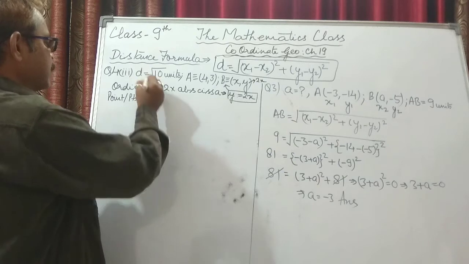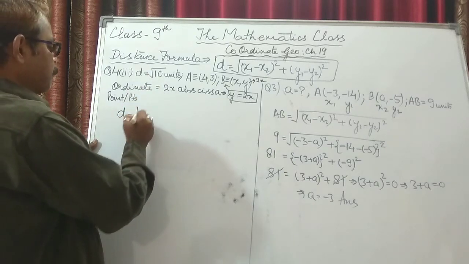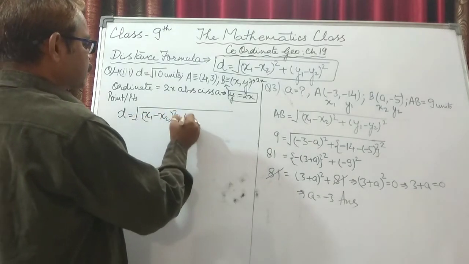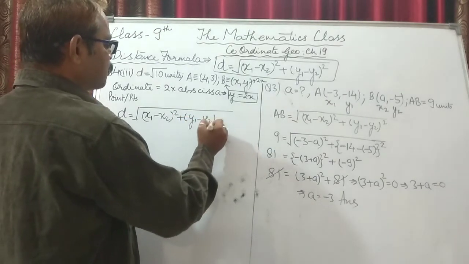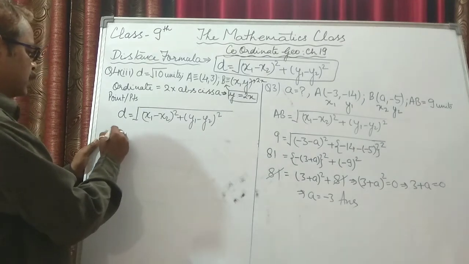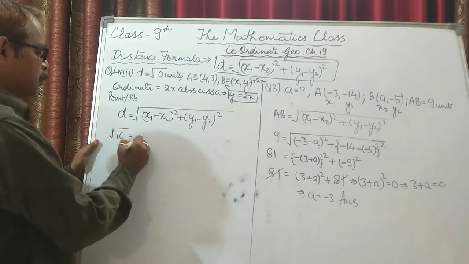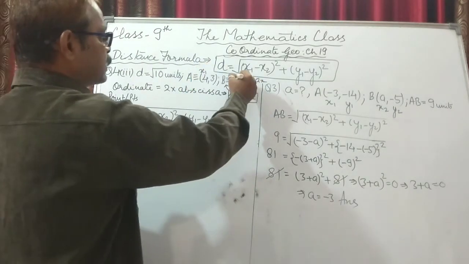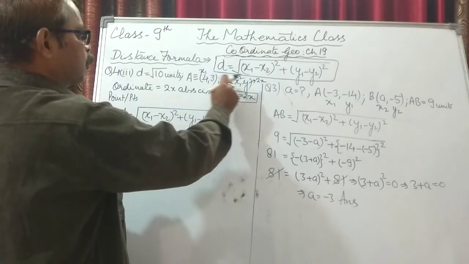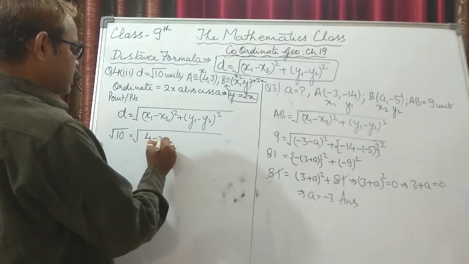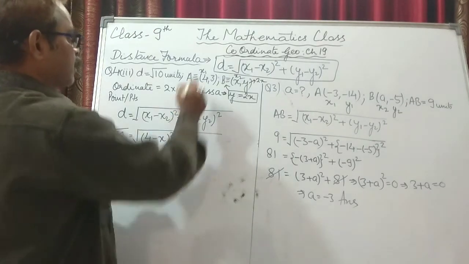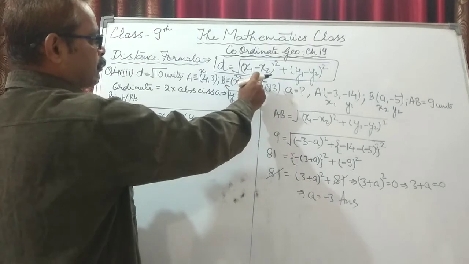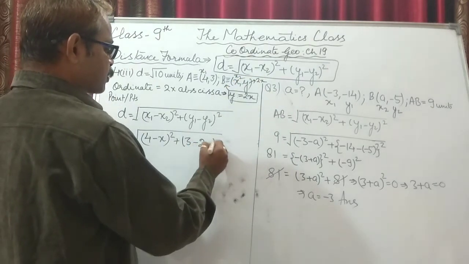Now, I have the distance. We know that distance is equal to under root of (x1 minus x2) whole square plus (y1 minus y2) whole square. The distance is given as under root 10. So I am writing under root 10 is equal to under root of, now x1 can be this 4 and x2 can be this x. It means (4 minus x) whole square plus, y1 can be 3 and y2 can be y, or instead of y we can write 2x, so directly (3 minus 2x) whole square.